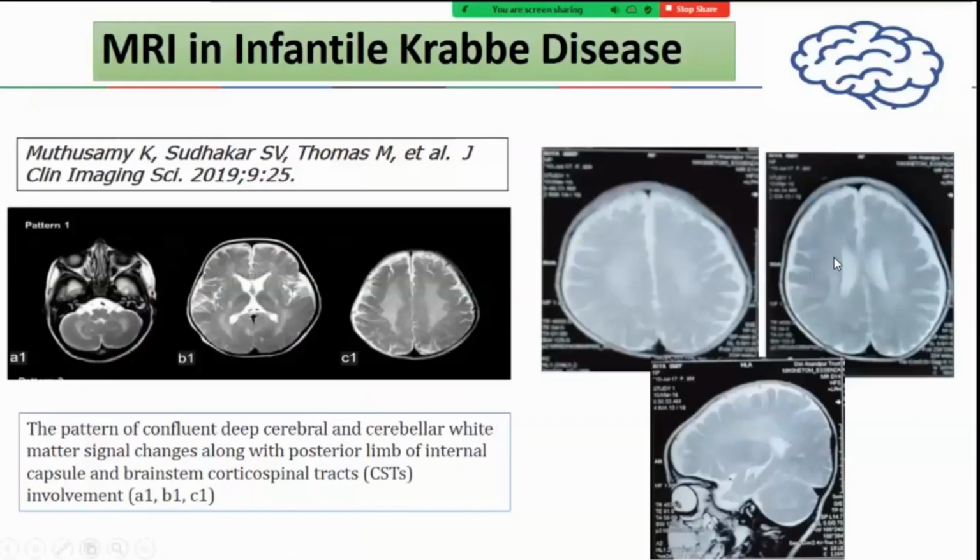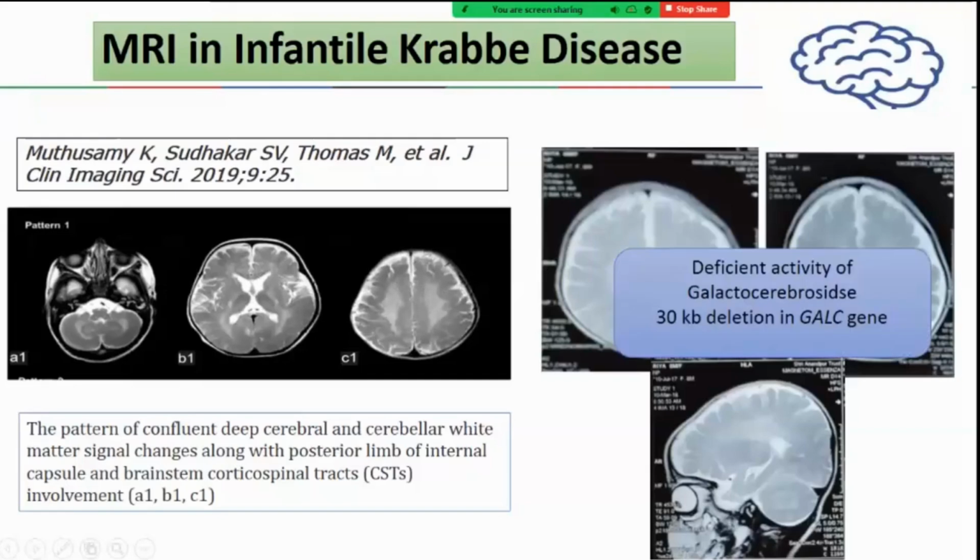It was showing periventricular white matter changes. These are the classical findings which progressively happen in Krabbe's disease. You can see these periventricular white matter changes. And this child actually had a deficient galactocerebrosidase enzyme. There's a common 30 kb deletion which is commonly found in Krabbe. So if you make a diagnosis of Krabbe, you first do a targeted test for that particular mutation. And if negative, you can do either gene sequencing or exome sequencing.